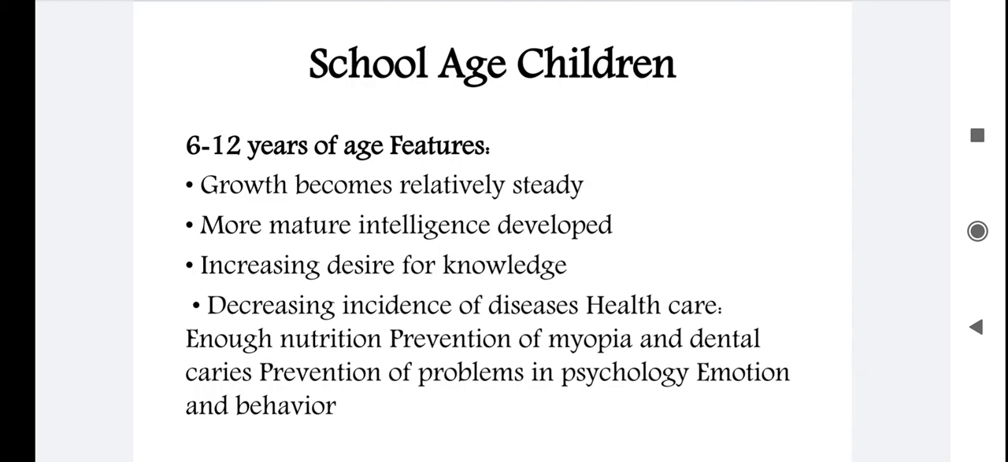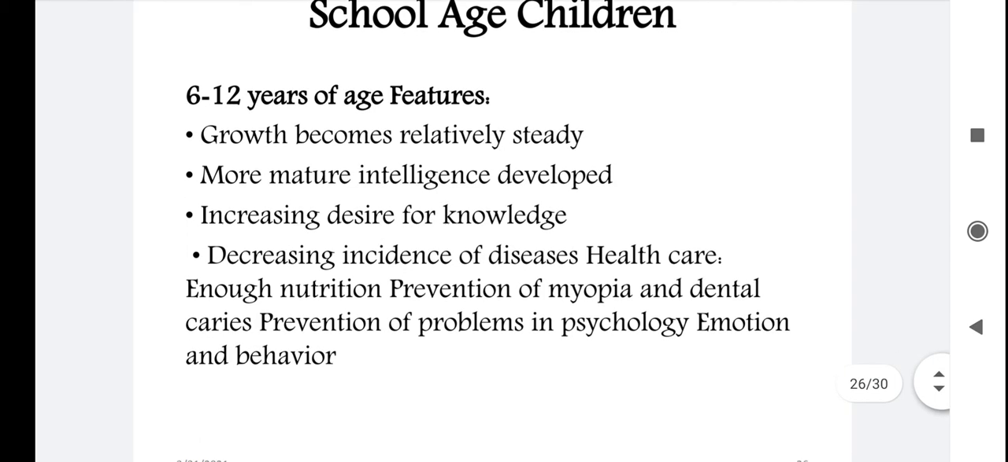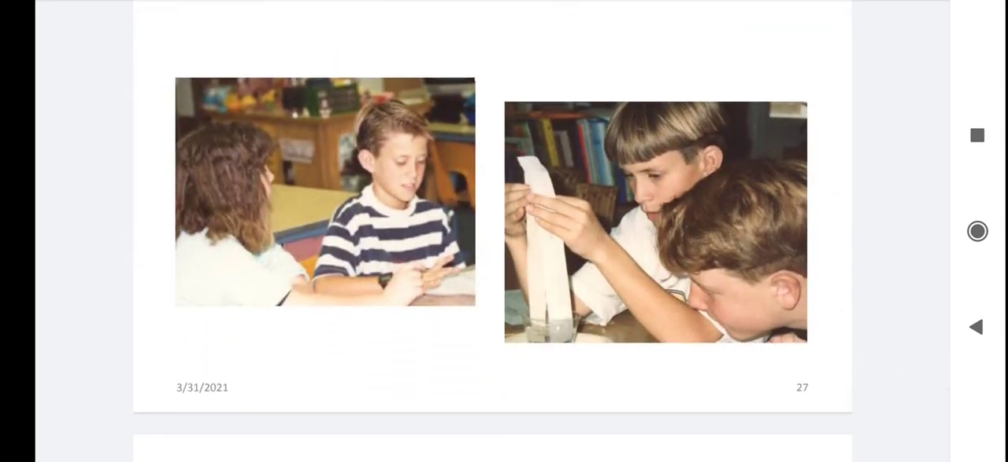School age children, this is from 6 to 12 years of age. The features are growth becomes relatively steady, more mature intelligence develops, increasing desire for knowledge, decreasing incidence of disease. The health care is enough nutrition, prevention of myopia and dental caries, prevention of problems in psychological emotion and behavior. So this is the period during the school years. It starts from 6 to 12 years old. Here we can see it's called school age children.